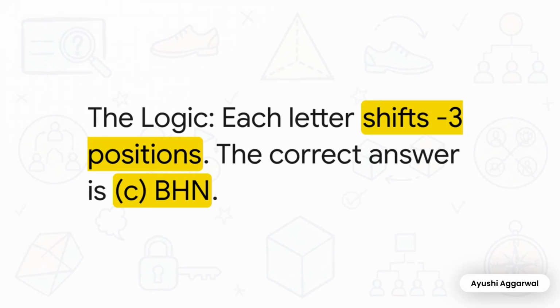The logic was simple. Each letter just shifts back by 3 positions. That's why the correct answer is C, BHN. See how quickly you can solve these if you just remember the letter positions? It's a real time saver.